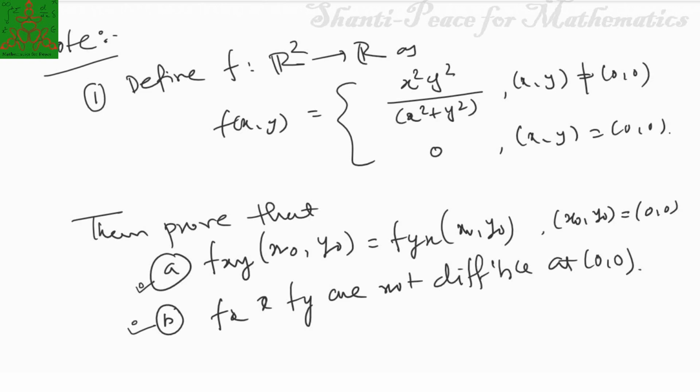For the first one, note that we did the same example as a counterexample for Schwarz's theorem. The proof of the first one is already discussed in my previous video, so I am not going to discuss it here. That is proving that fxy at 0 0 is the same as fyx at 0 0. I have already discussed that in my previous video. I may write down the link in the description, so you can watch that again if you want.